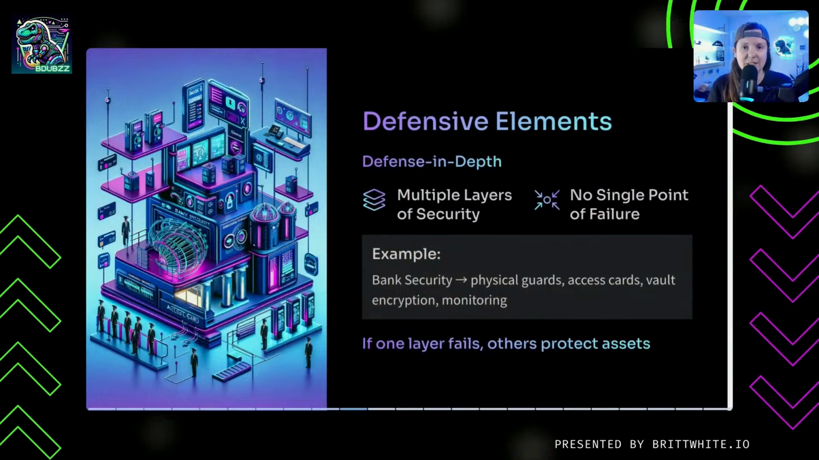We'll start with defense in depth. Think of a modern bank security system. They don't rely on just one protective measure. Instead, they combine physical security guards watching the premises, advanced access card systems controlling entry points, sophisticated vault encryption protecting assets, and comprehensive 24/7 monitoring systems tracking all activity. This layered strategy ensures that if one security measure fails, the others continue protecting the valuable assets.